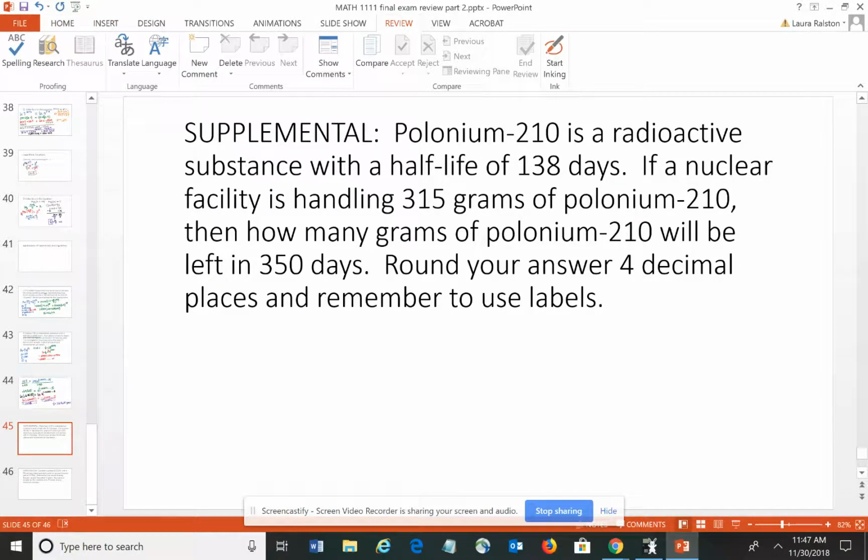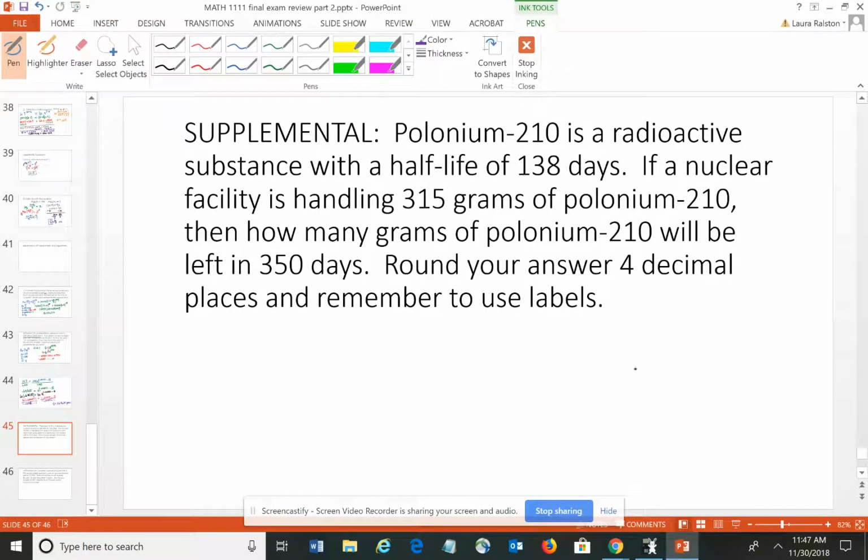So it says polonium-210 is a radioactive substance with a half-life of 138. So I'm going to underline that as I go. Half-life of 138 days. A nuclear facility is handling 315 grams of polonium-210. Then how many grams of polonium-210 will be left in 350 days? Round your answer to 4 decimal places, and remember to use labels.